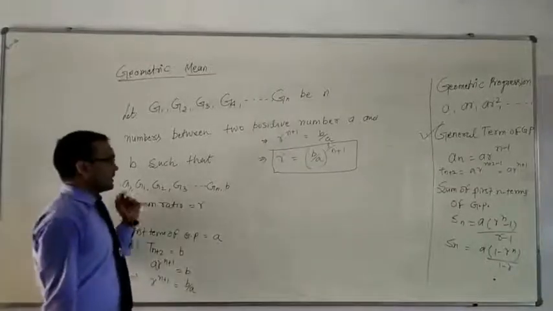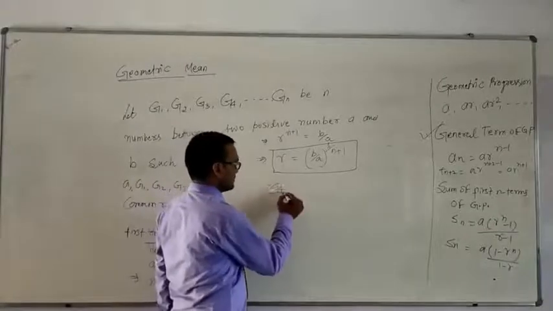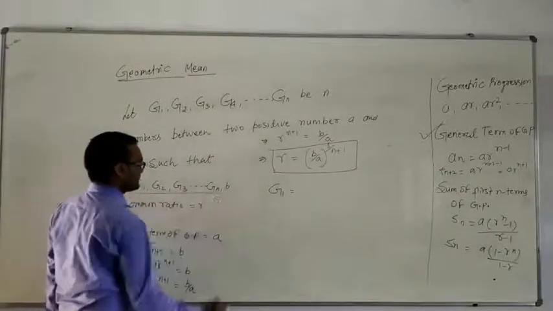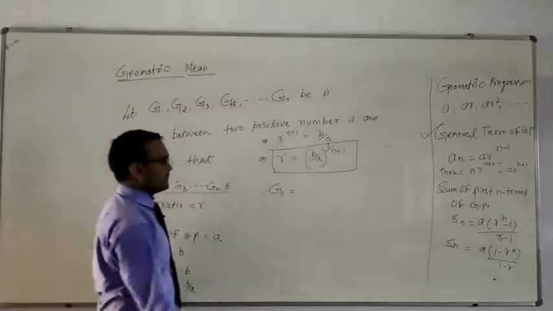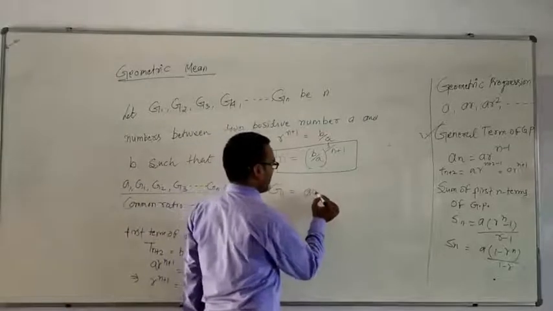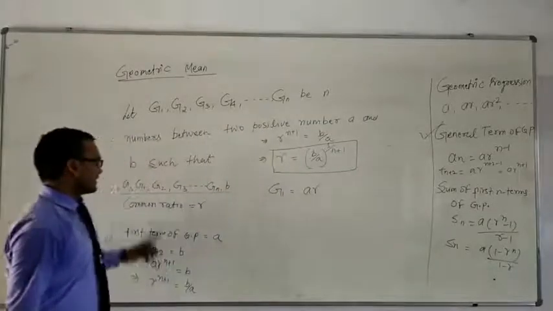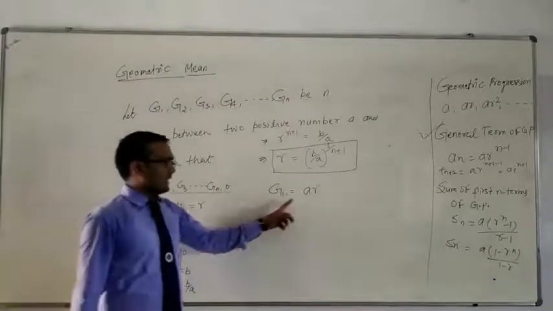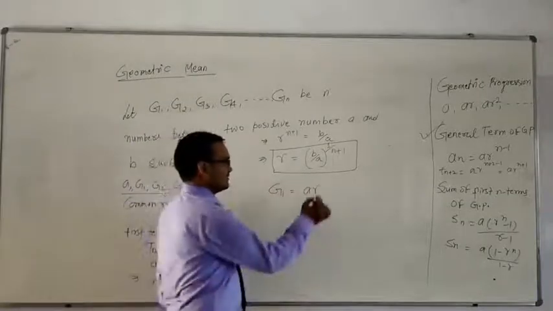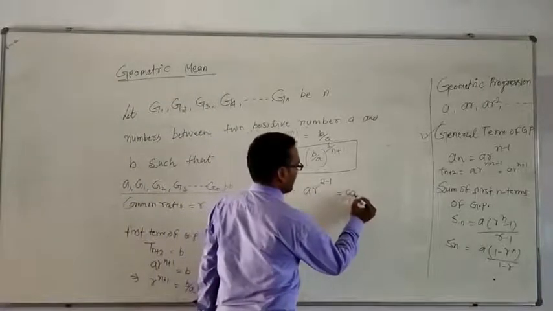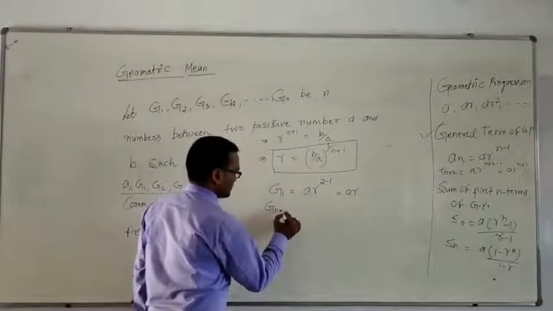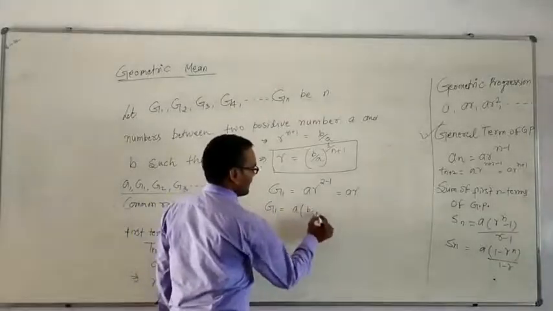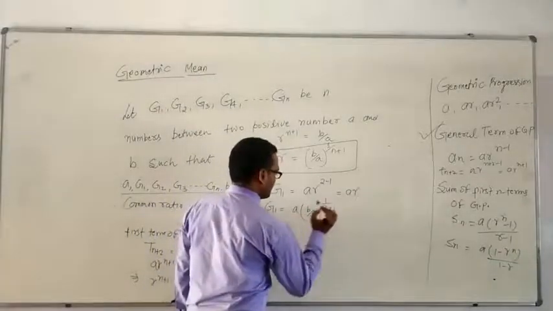We find the value of G1. G1 is the second term of this GP, that means G1 equals A r to the power 2 minus 1. This gives A r. Here G1 equals A r, with the value of r, (B upon A) to the power 1 upon n plus 1.